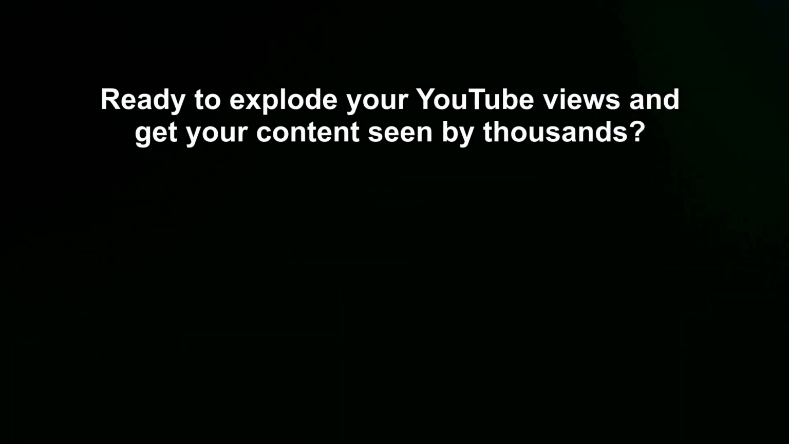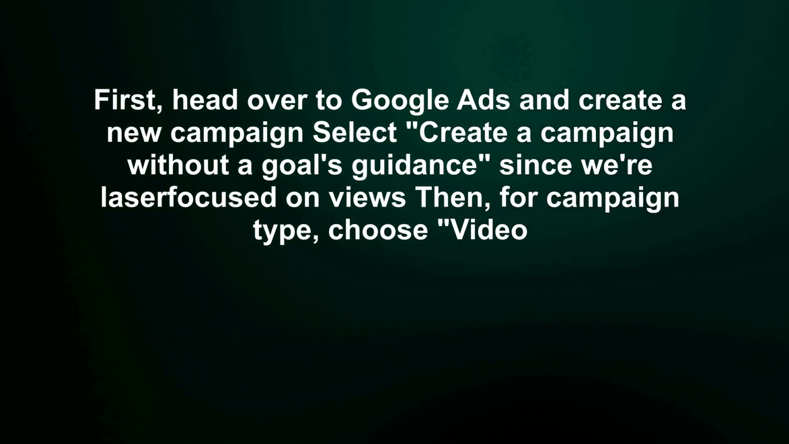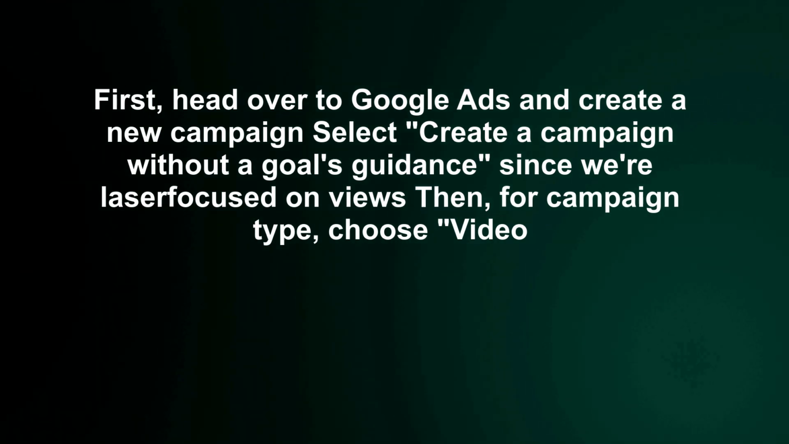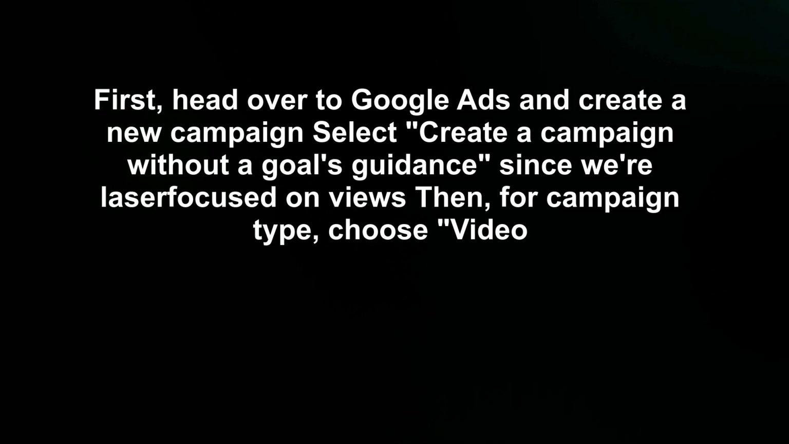Ready to explode your YouTube views and get your content seen by thousands? First, head over to Google Ads and create a new campaign. Select Create a Campaign without a goal's guidance, since we're laser focused on views. Then, for campaign type, choose video.